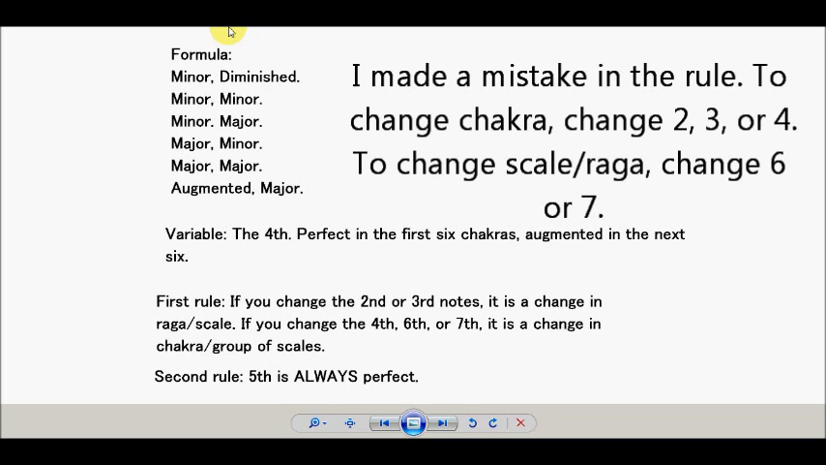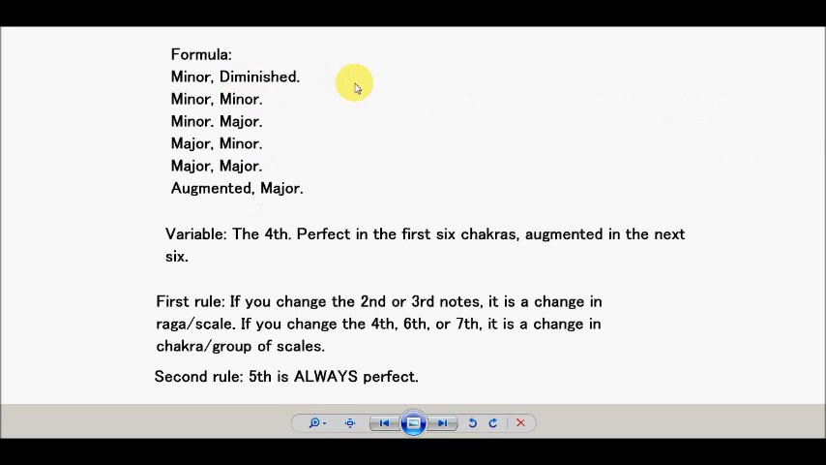The formula is minor, diminished, and then minor, minor, and then minor, major, and then major, minor, and then major, major, and then augmented major. And to go from scale to scale, you apply this to the 6th and the 7th degrees, but to go from chakra to chakra, you apply this to the 2nd and 3rd scale degrees.